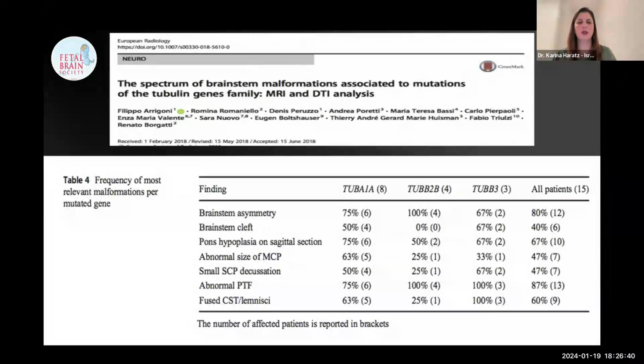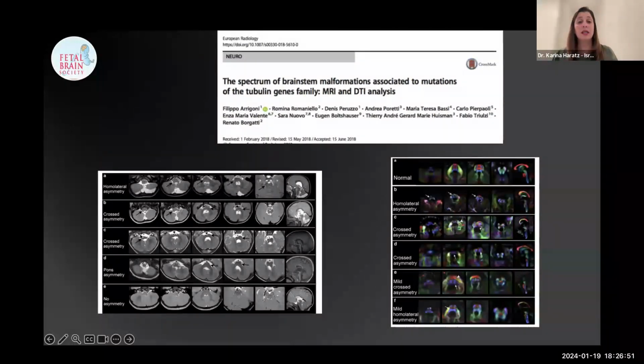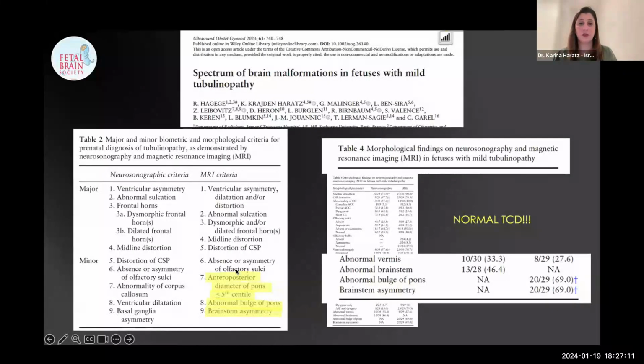We know that the tubulinopathies will affect significantly the brainstem and the cerebellum in almost all genes. And we learn from the aspects of the MRI what we need to go back to ultrasound and check. So here we understood, okay, tubulinopathies, among many things, makes the brain look asymmetric and makes the brainstem look asymmetric. Can I see this using ultrasound? And the answer is yes.